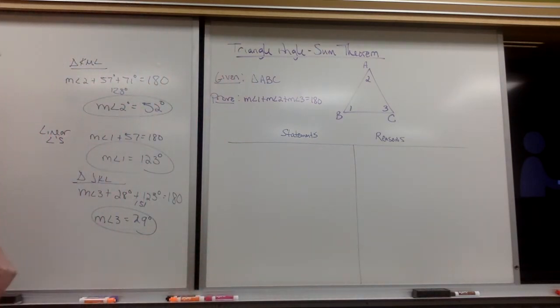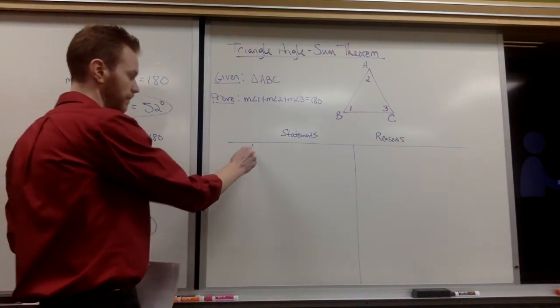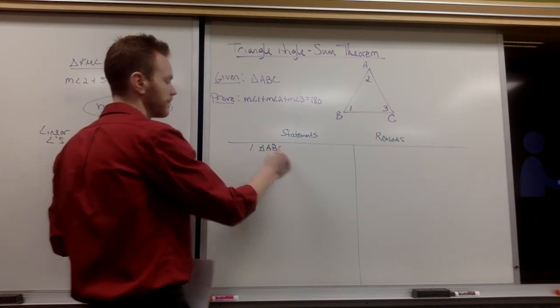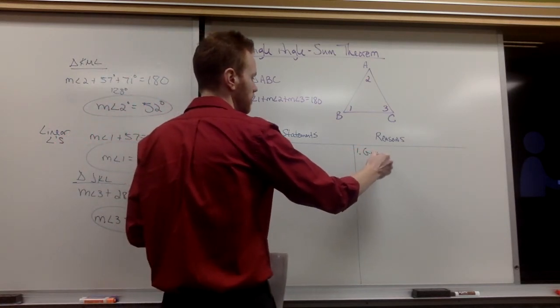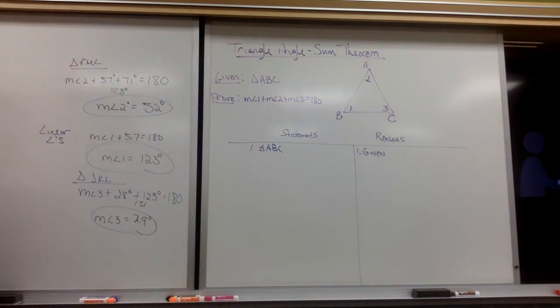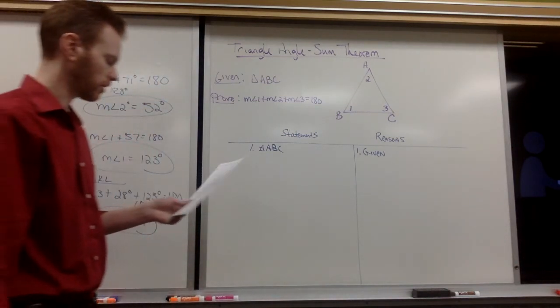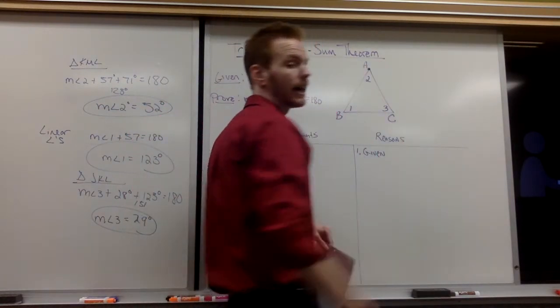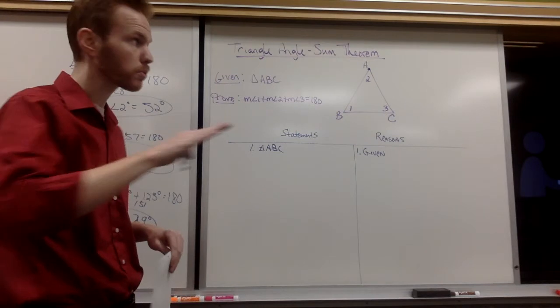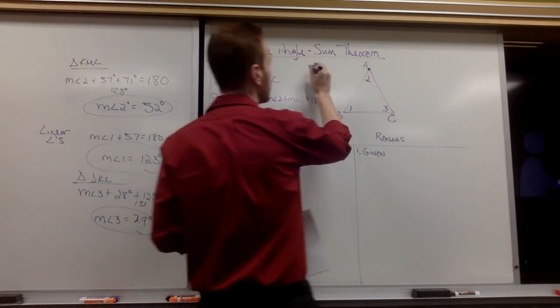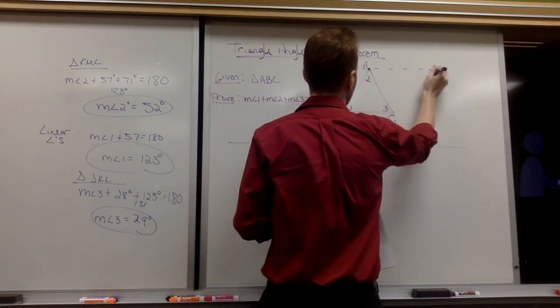So here's what I'm going to do. My first step, well, it's always a list of the given, right? So our given is we have a triangle ABC. It's not helping us anymore, but that's a lot of info. So what I'm going to do is a little bit of construction. Through point A, I'm going to draw a line that's parallel to BC.